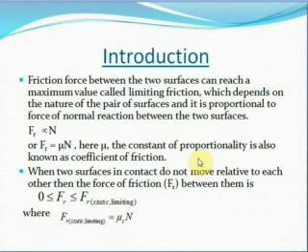Now this value of friction force, that is mu n, is the maximum value or limiting friction which can act between the two surfaces. Now when the two surfaces in contact do not move relative to each other, then the force of friction between them will lie between 0 and the limiting friction.